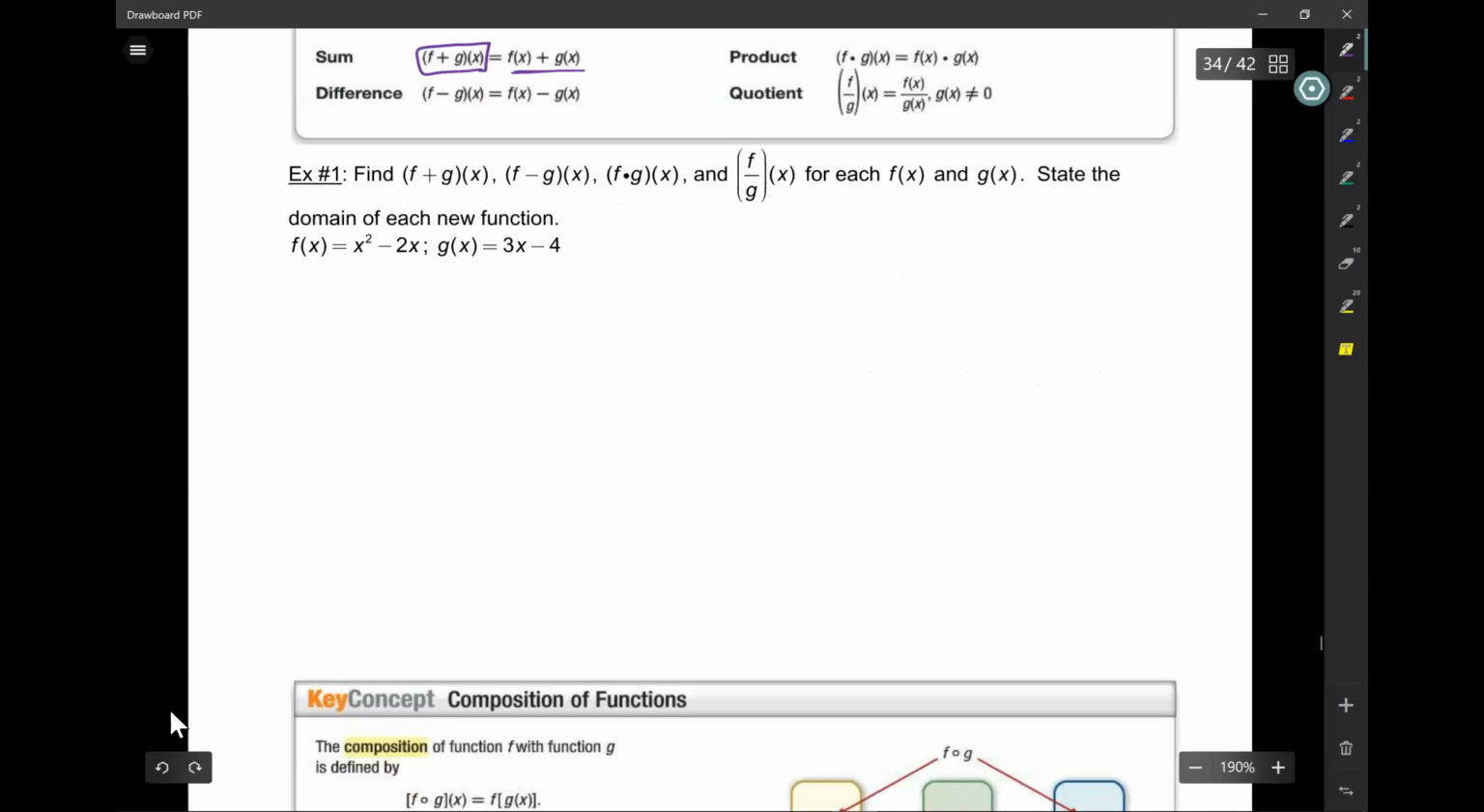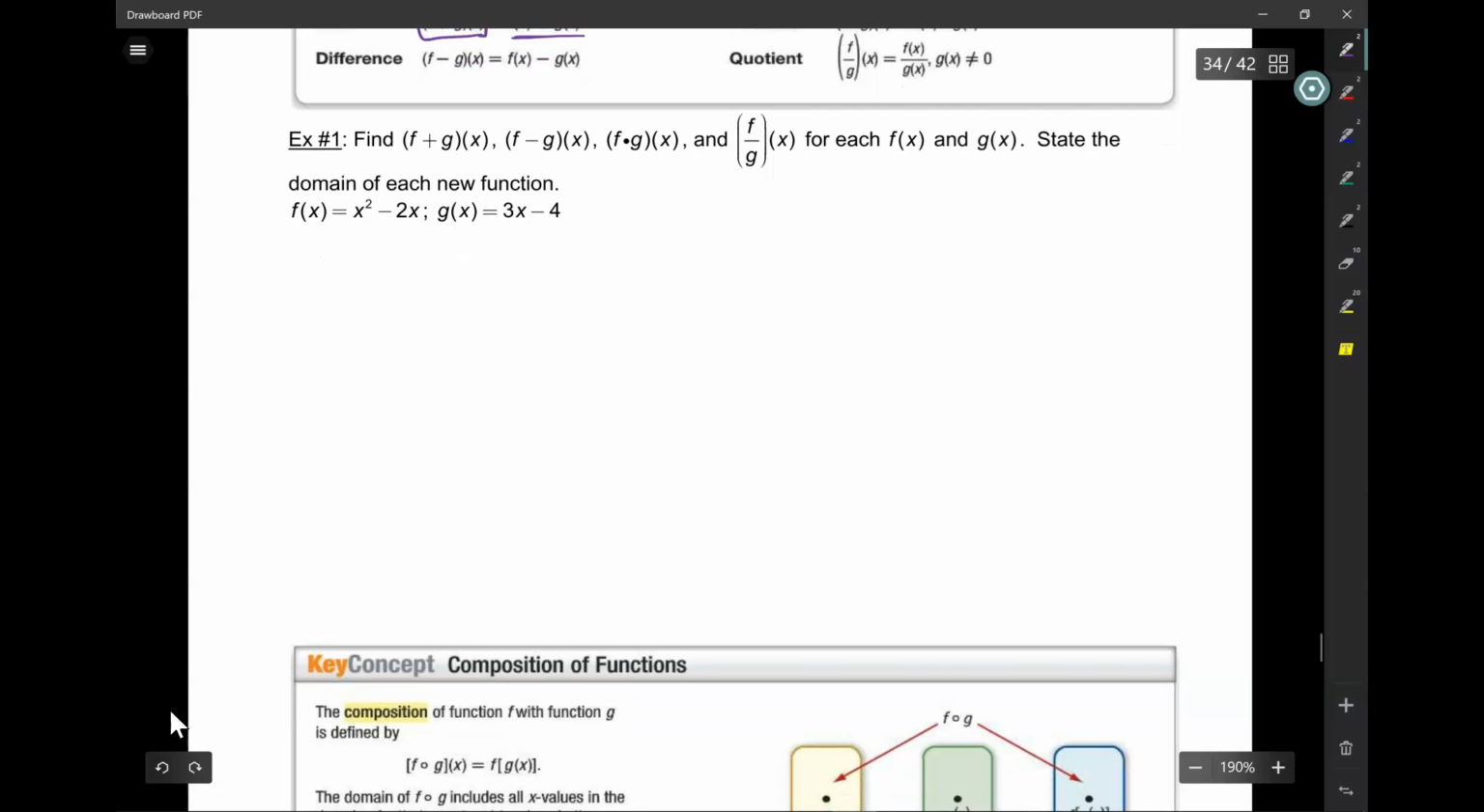So here you're given f of x and g of x, and you have to do those operations for these. For part A, f plus g of x is equal to, you take your f of x, you add it to g of x, and that would be x squared plus x minus 4.